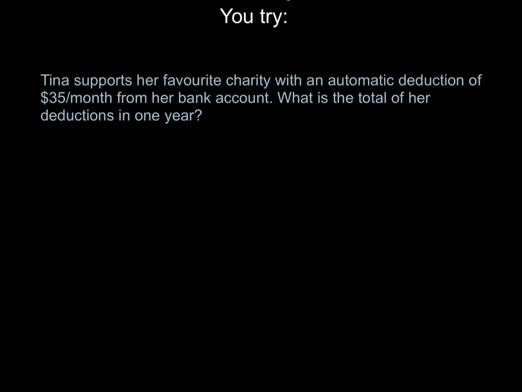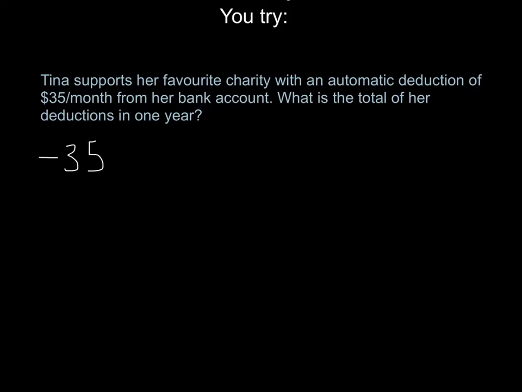Okay, so we're going to look at this question now. Now we need to make ourselves a multiplying equation here. Well, when we look at it, we know we're dealing with 35. And because she's losing the money, it's being taken away as a deduction, we're going to represent that 35 as a negative 35 because she's losing the money.